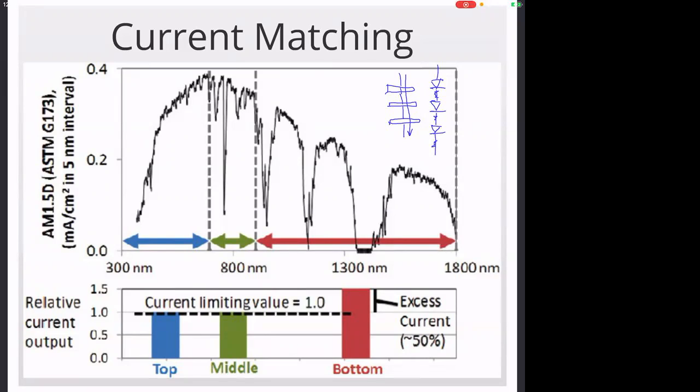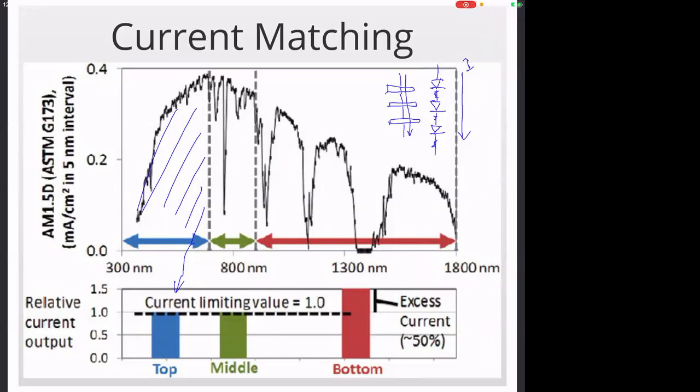Now, the problem with this is that because they're connected in series, the current is fixed. In other words, each solar cell has to produce the same current just because they're connected in series, and the voltages add up, as we know from undergraduate circuits. And this is problematic because each solar cell, in its optimum condition, might not be producing the same current. For example, if you look at the solar spectrum, there's quite a lot of photons in the visible part of the spectrum, so one would expect the top cell to be producing the most current.